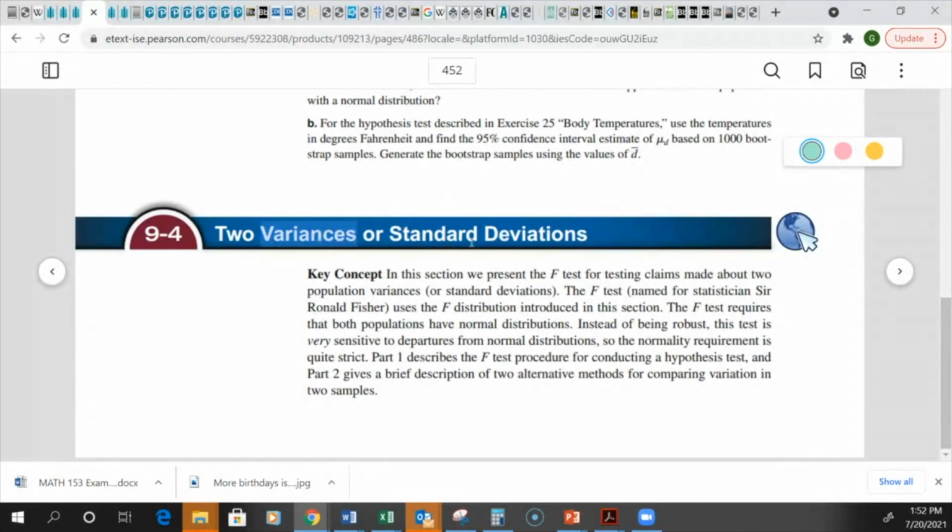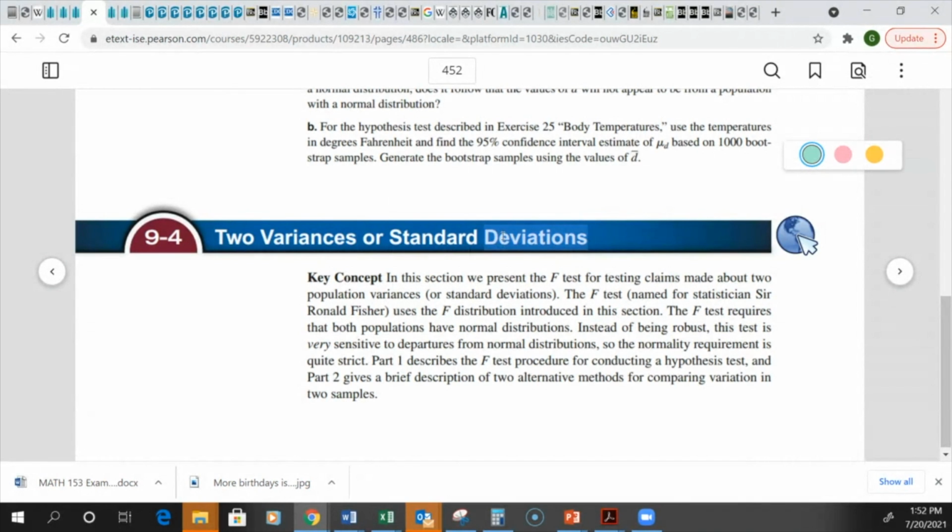How about if you have 2 variances or 2 standard deviations? Hey, something new. I lied before. I said there's only one big idea. There's actually 2 big ideas that are new. And that's this thing we have called the F test. It's named for Ronald Aylmer Fisher, and it uses the F distribution. Yeah, the F test uses the F distribution.